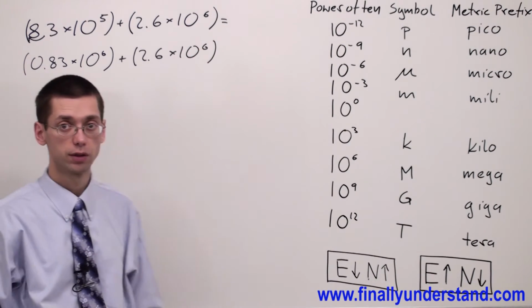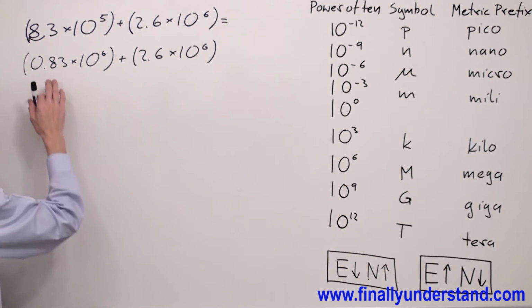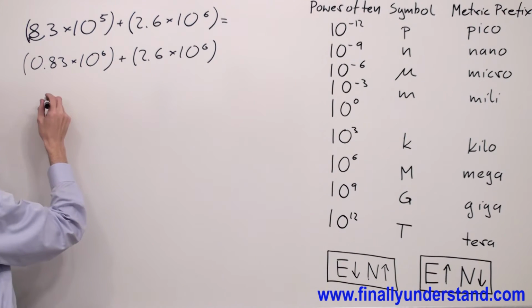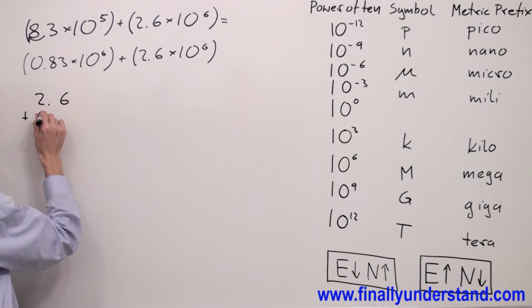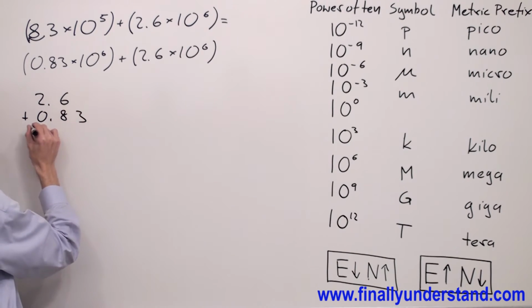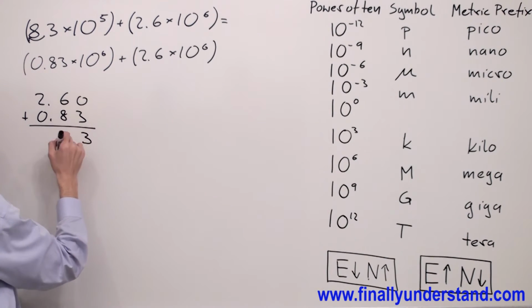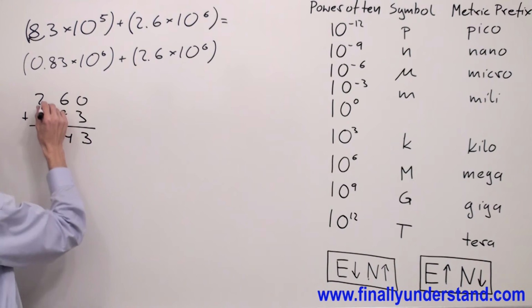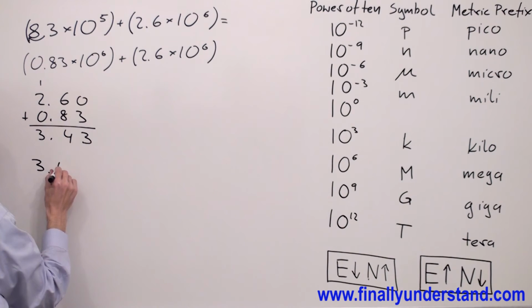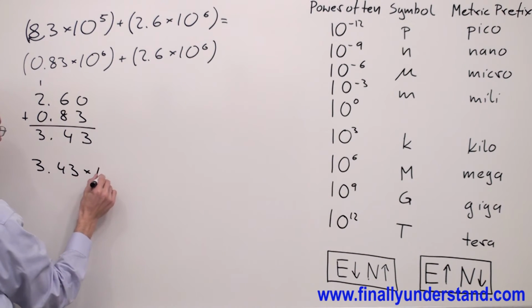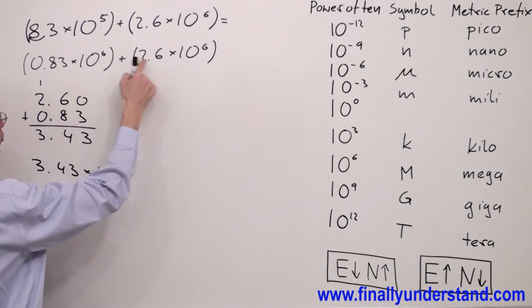Now, if you found the same exponents of powers of 10, you're supposed to add the numbers, and I'm going to have 2.6 plus 0.83. Add them up together, and it's going to be 3. 6 plus 8 is equal 14. Carry 1 and I have 3. So I have 3.43 times 10, and you're supposed to copy down the common exponent.